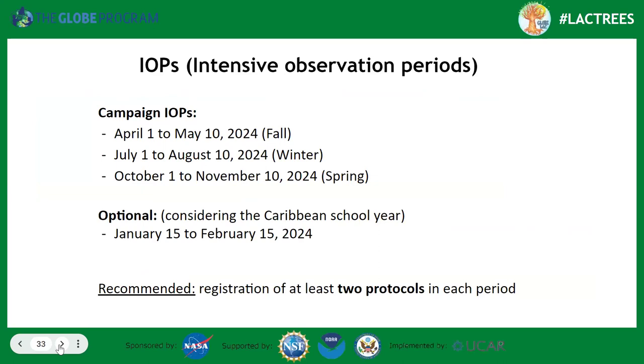So we have mentioned the intensive observation periods. We have mainly three: one from April to May, the other from July to August, and from October to November, that match with the fall, the winter, and the spring in the Southern Hemisphere. And one optional one for the Caribbean schools, that have a slightly different period of classes, from January to February. So in total, we have four intensive observation periods.